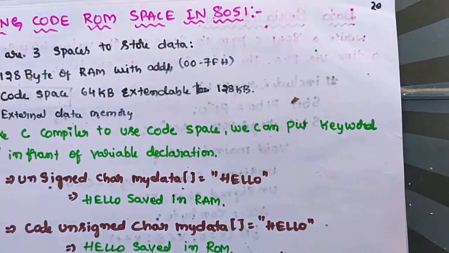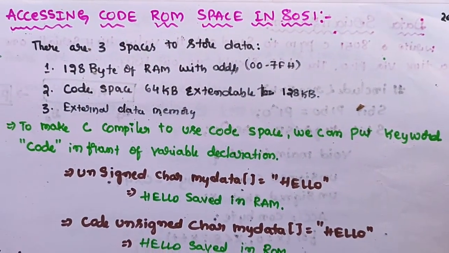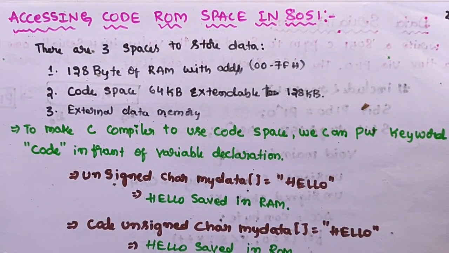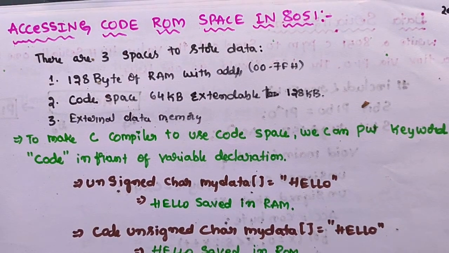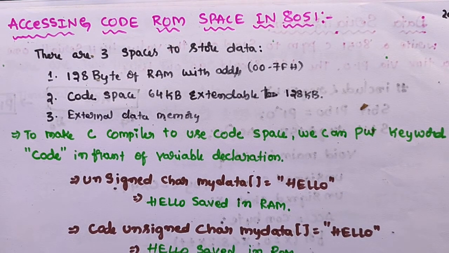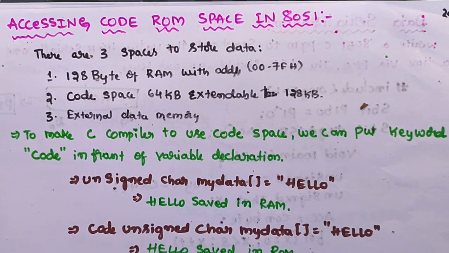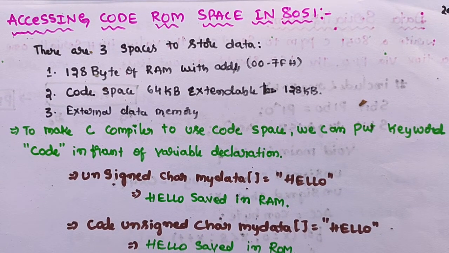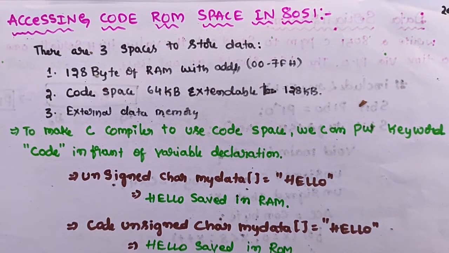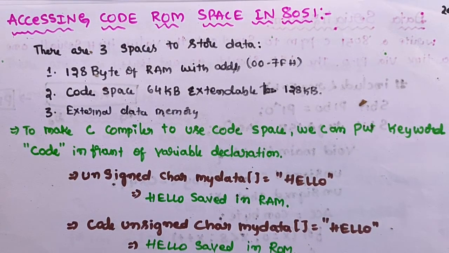So the next important concept is accessing the code ROM space in 8051. Until now we have discussed only how to access the special function registers in 8051, that is, especially the RAM. But it is also very important to access the ROM space in 8051, and that can be done using an 8051 C program.